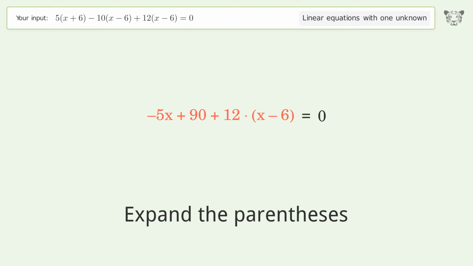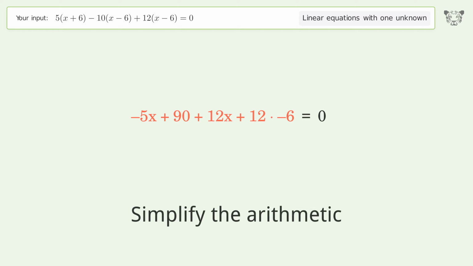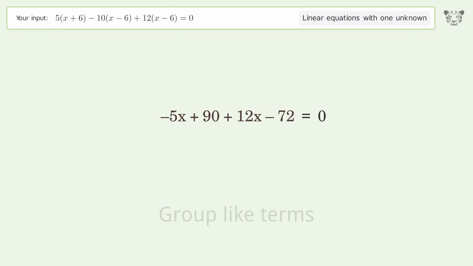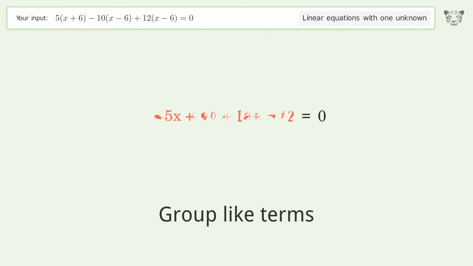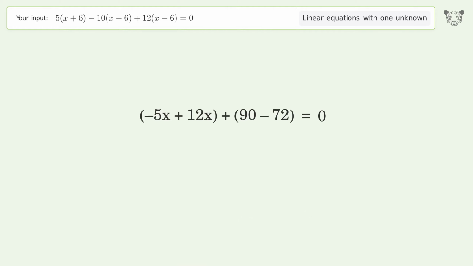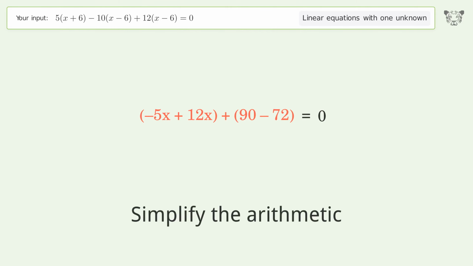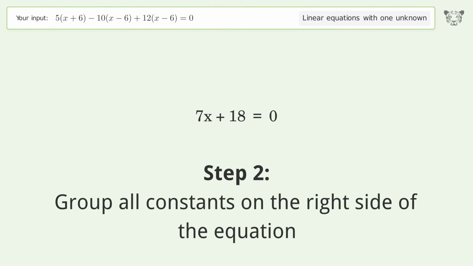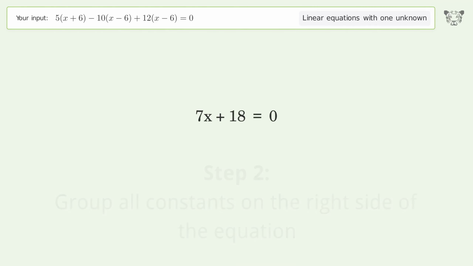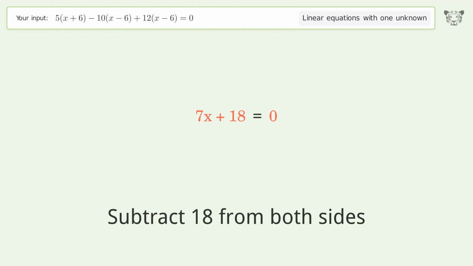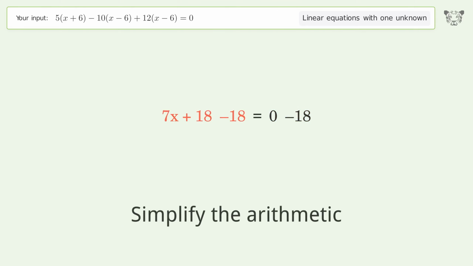Expand the parentheses. Simplify the arithmetic. Group like terms. Simplify the arithmetic. Group all constants on the right side of the equation. Subtract 18 from both sides. Simplify the arithmetic.